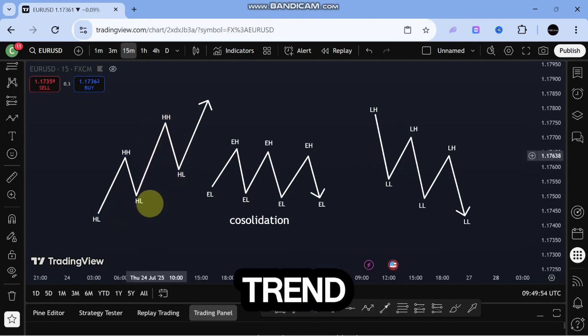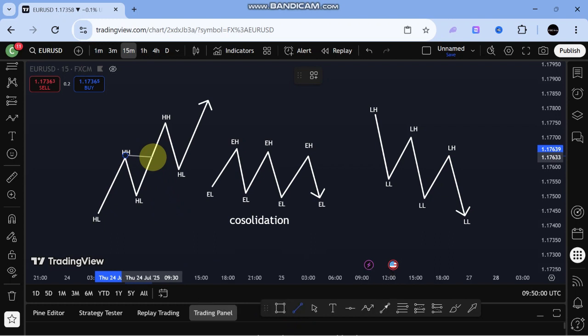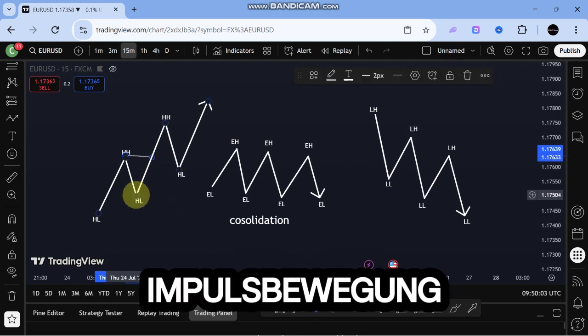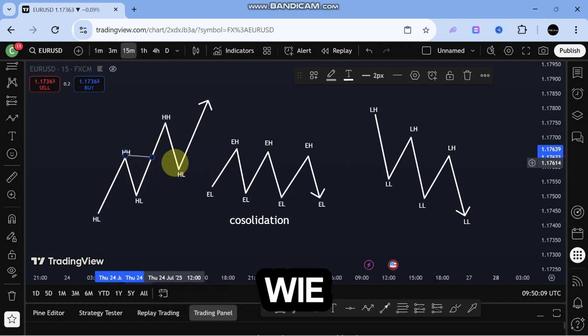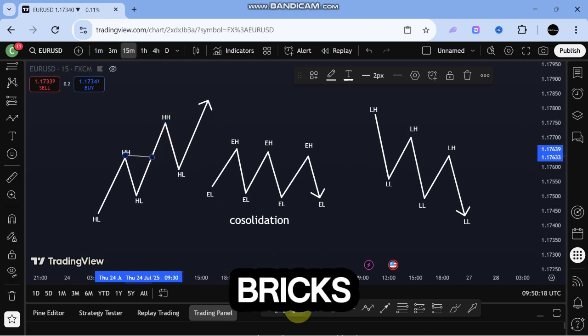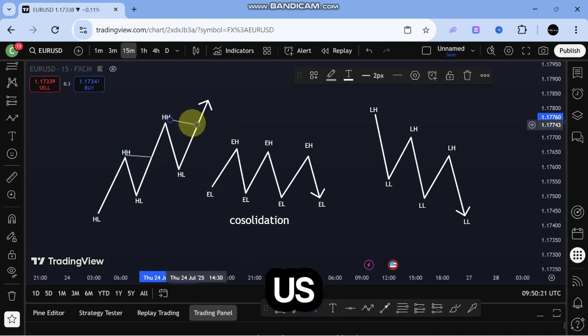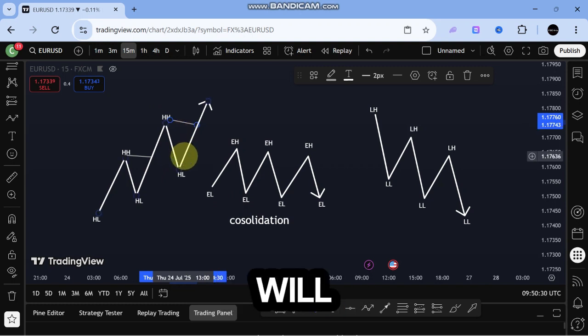An uptrend is a market that breaks the previous highs. As you can see right here, there's a break of structure to the upside. When this impulse movement goes above the previous high, this is what we call the break of structure. After this impulse movement creates this high, there's a correction, and then another impulse movement breaks above the previous high, giving us another break of structure. This is what we should be seeing in a bullish or uptrend market. In a moment, I will go to the chart and show you how to identify this, but I just hope you understand this.